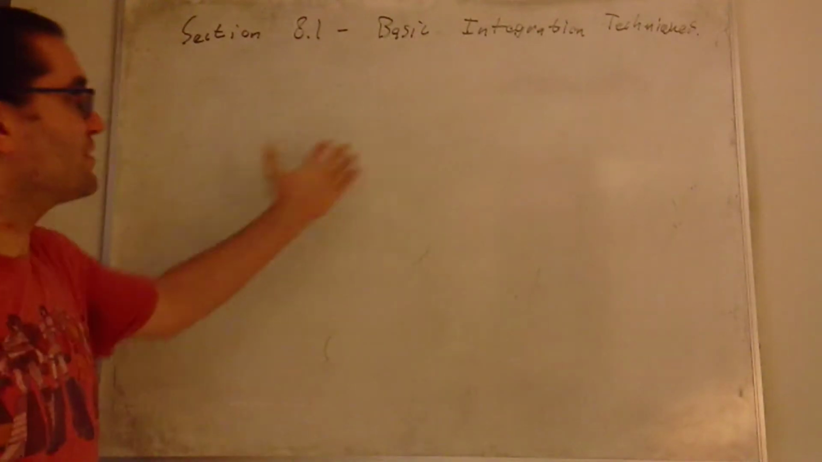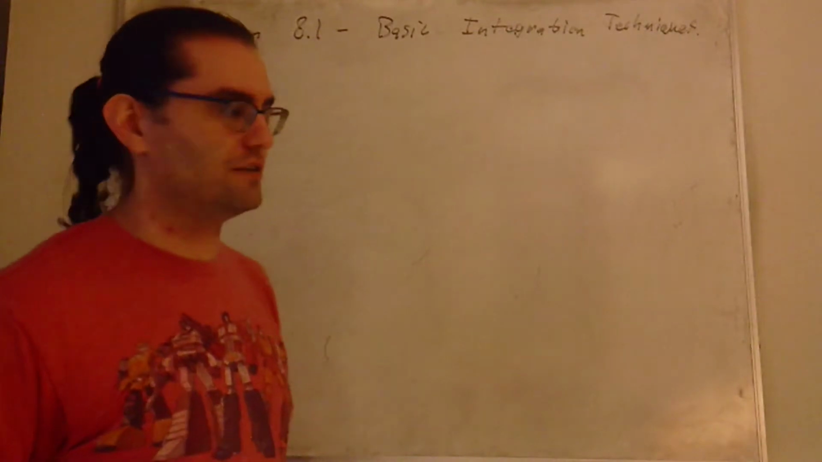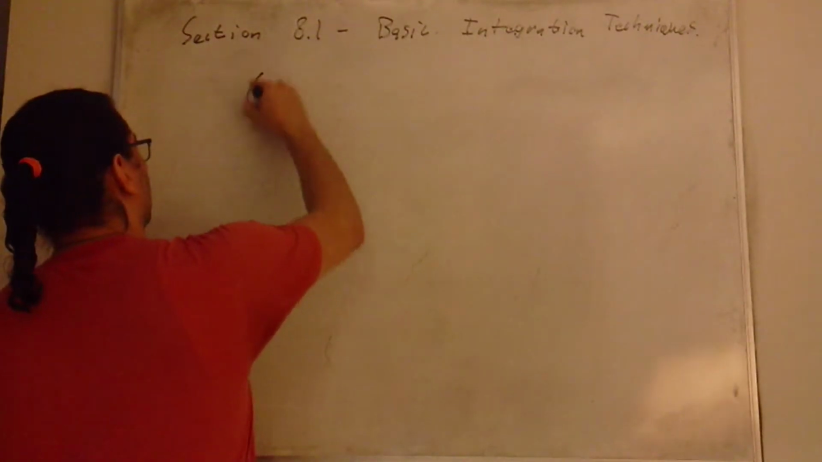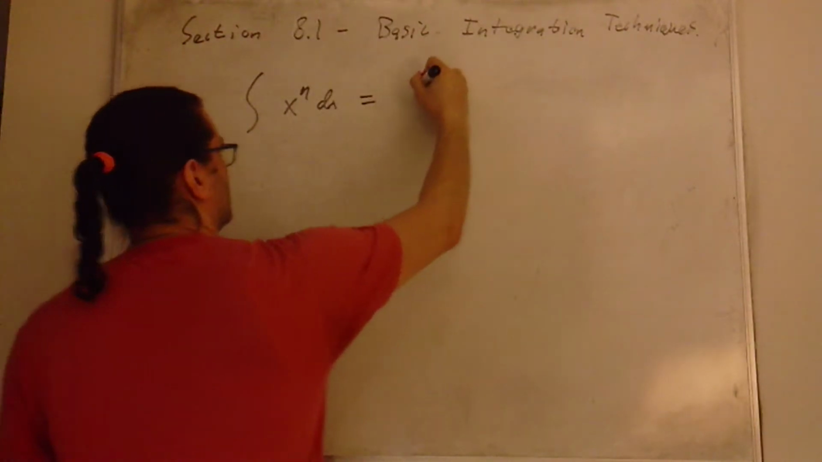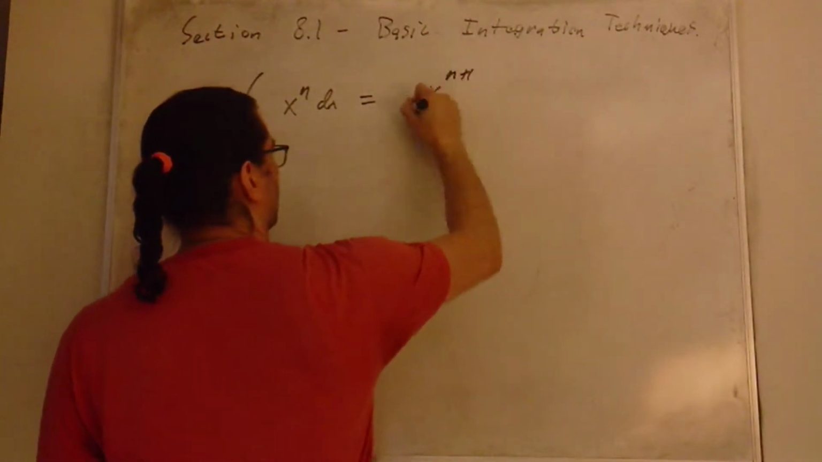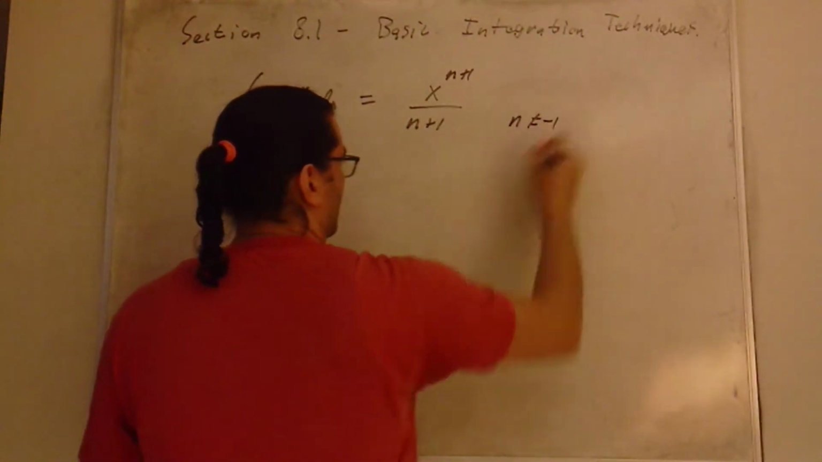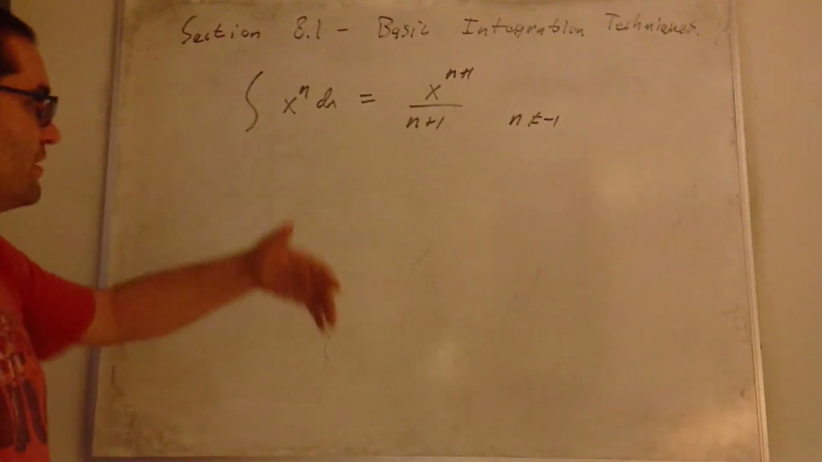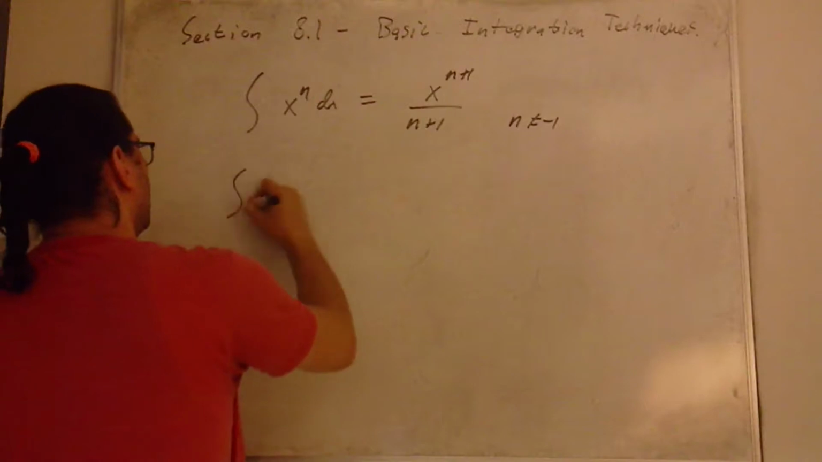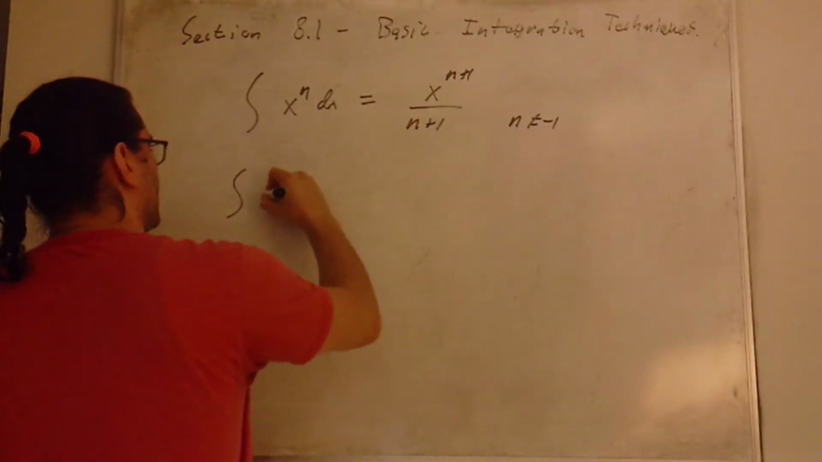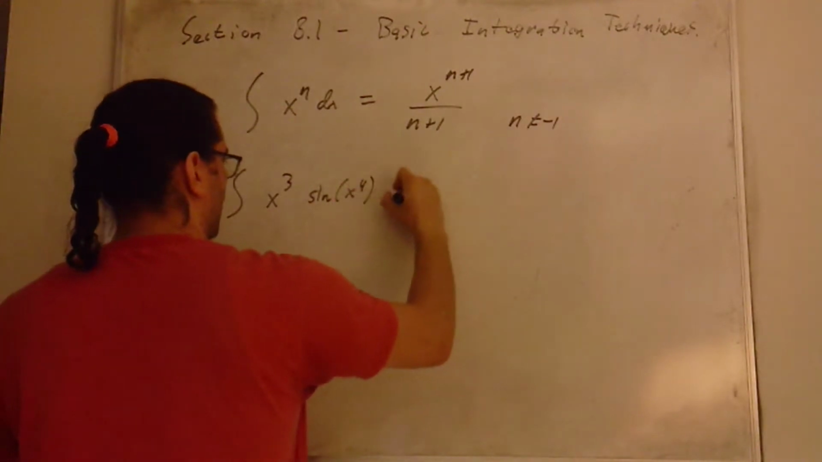Basic integration techniques include all of the standard antiderivative stuff we've already done. Like, we already know that the antiderivative of x to the n is x to the n plus 1 over n plus 1, as long as n does not equal -1. We know the antiderivative of sine, cosine. And we can do antiderivatives of things like x cubed sine of x to the 4th.